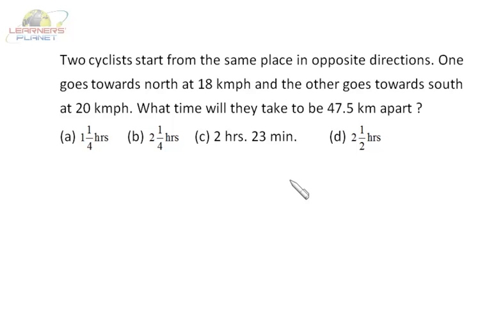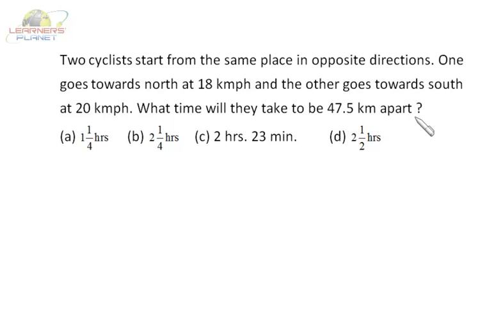Now let's try this question. Two cyclists start from the same place in opposite directions. One goes toward north at 18 km per hour and the other goes towards south at the speed of 20 km per hour. What time will they take to be 47.5 km apart?